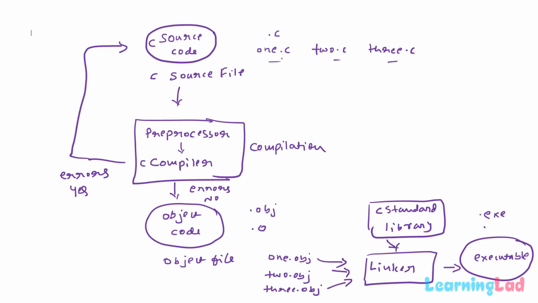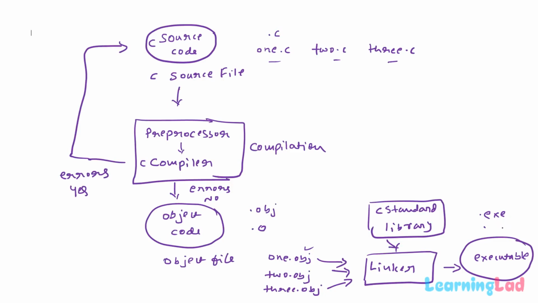So if your project contains only one file, then it will take that one file, and if you have used any library functions in your program, then it links them together and produces the executable. Similarly, let's say your project contains 3 files. After the compilation process, you will get 3 object files, and this linker will take those 3 object files and link them together, and also link the standard library functions that you have used, and then it produces the executable.